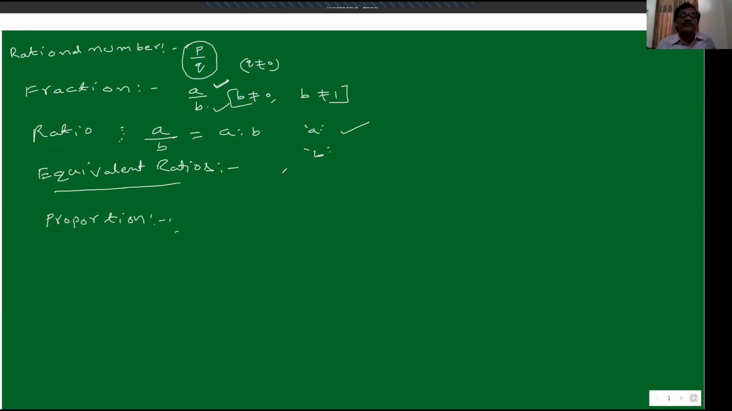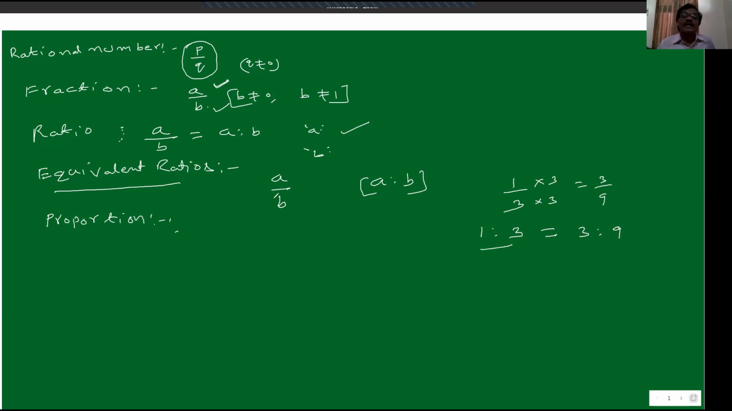Equivalent ratios. If the antecedent and consequent, both of a ratio, are divided or multiplied by a constant k, those are called equivalent ratios. For example, I am taking 1 by 3. If you multiply antecedent 1 by 3 and consequent by 3, we get 3 by 9. So 1:3 is same as 3:9.